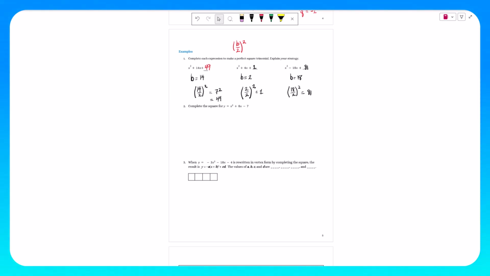So let's look at example 2. Complete the square for y equals 8x squared plus 8x minus 7. So I'm going to go ahead, and because it's already in descending order, I don't need to change anything around, and I'm going to bracket off the x squared plus 8x.